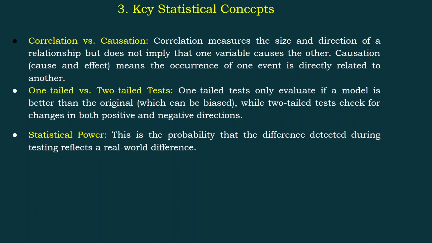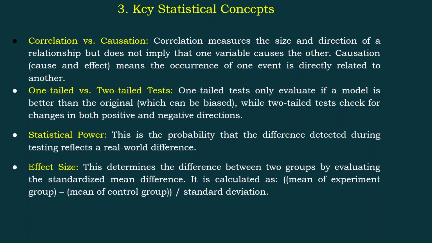And the third one is the statistical power. This is the probability that the difference detected during the test reflects a real-world difference. So, how much it really corresponds with the real-world values. That is the statistical power.